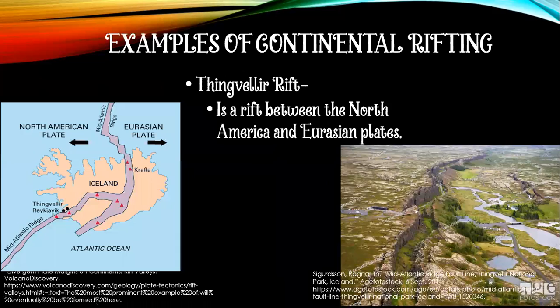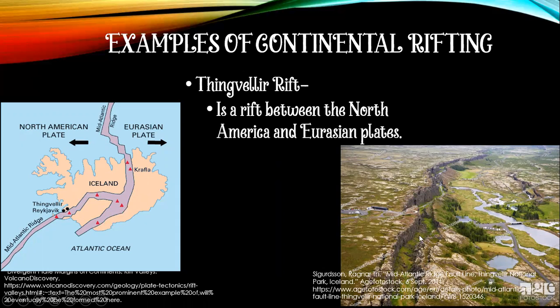So, examples of continental rifts. We have the Thingvellir Rift. It is a rift in Iceland, and it is between the North American plate and the Eurasian plate. They are separating from each other. It is known that the plates are constantly moving. So since the North American plate is moving away from the Eurasian plate, this will cause the rift to grow larger in Iceland. Later on in time, we might see the landmass of Iceland form into two.